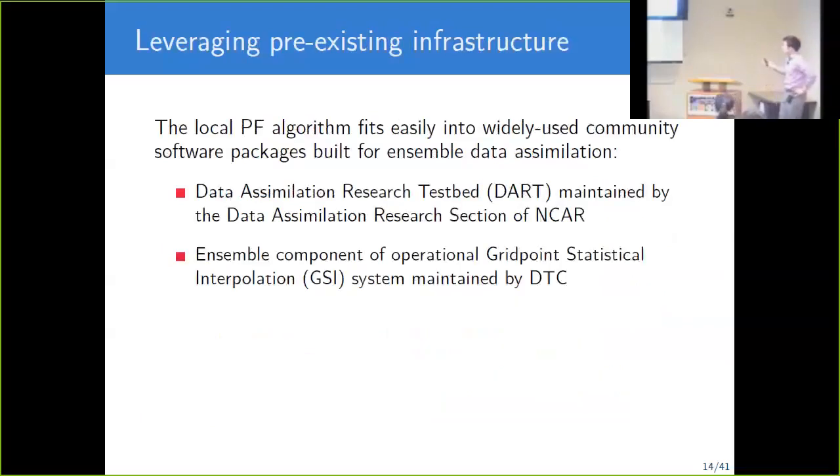And so, like I said, what you can do is you can take this localized particle filter, and you can leverage pre-existing infrastructure that we have for data assimilation research and operations in the U.S., namely the Data Assimilation Research Testbed, which is maintained by NCAR, and the ensemble component of GSI, which we use for operational models. And this localized particle filter algorithm will fit well into these two filters. And I've actually done that over the last couple of years, taking this localized particle filter and putting it right into DART and GSI. And so the easiest way to understand how this method works is to look at what it does in the context of what square root filters do in DART and GSI.